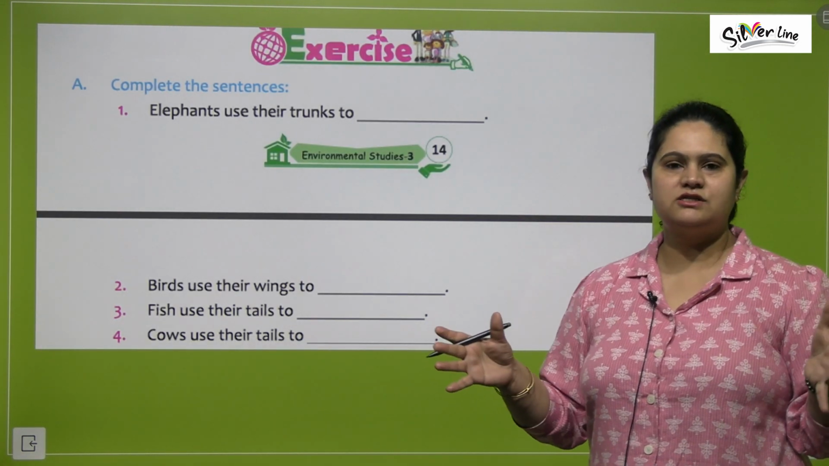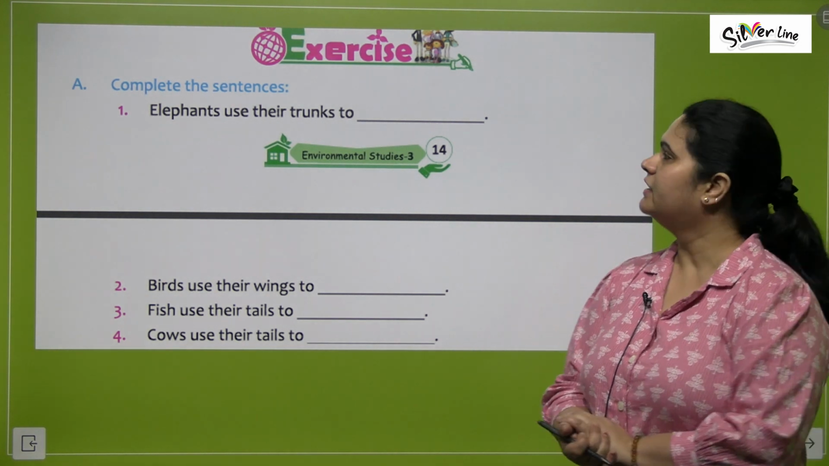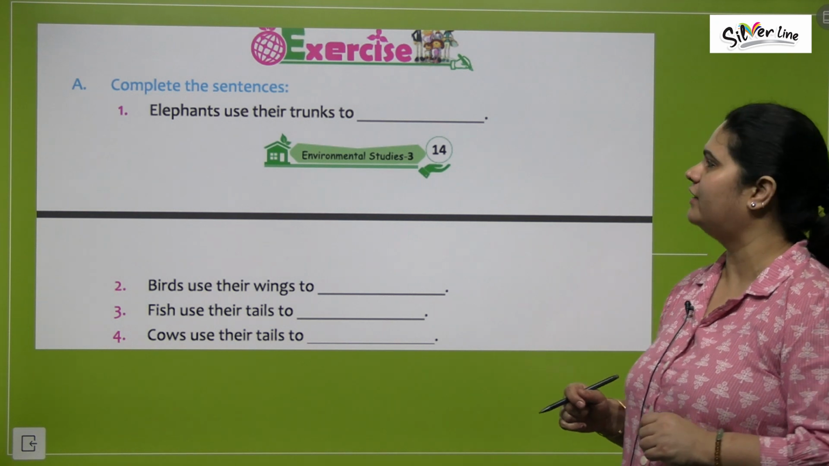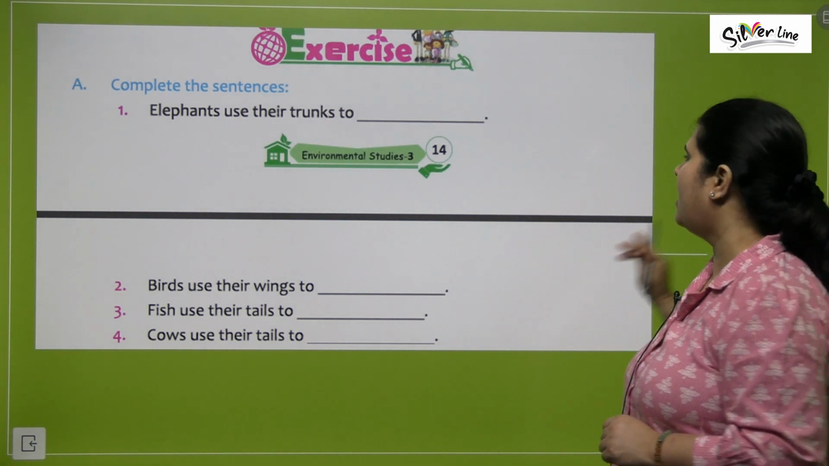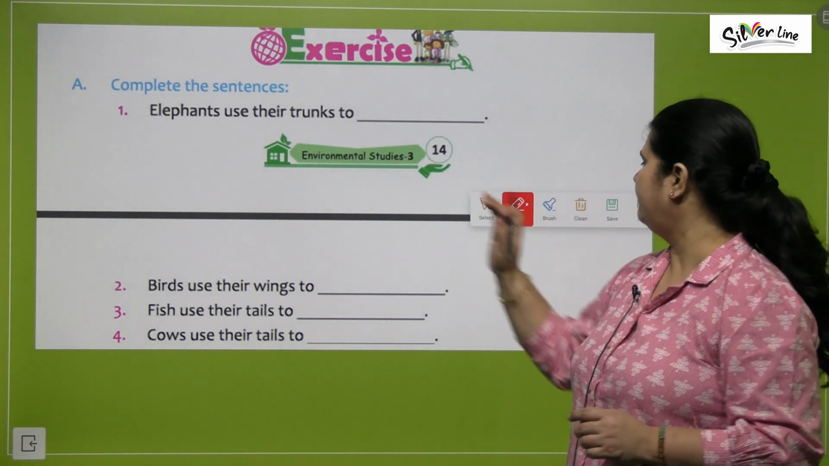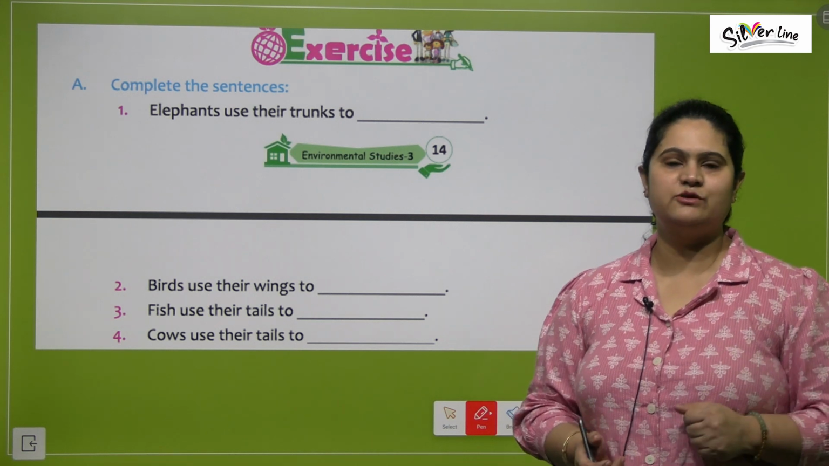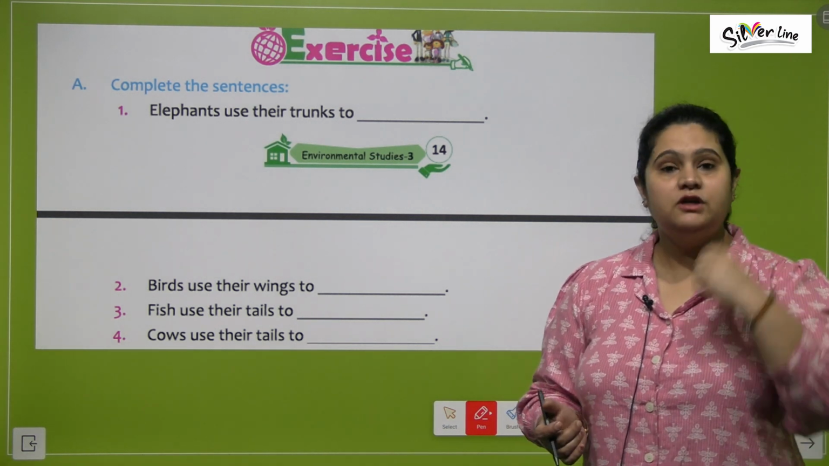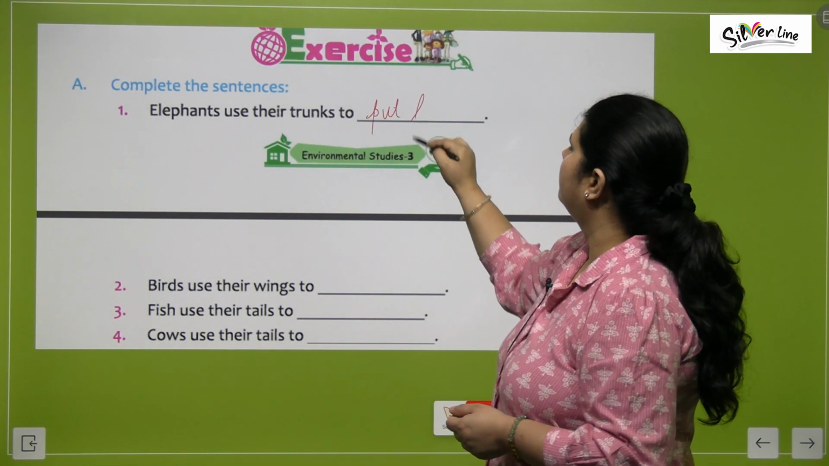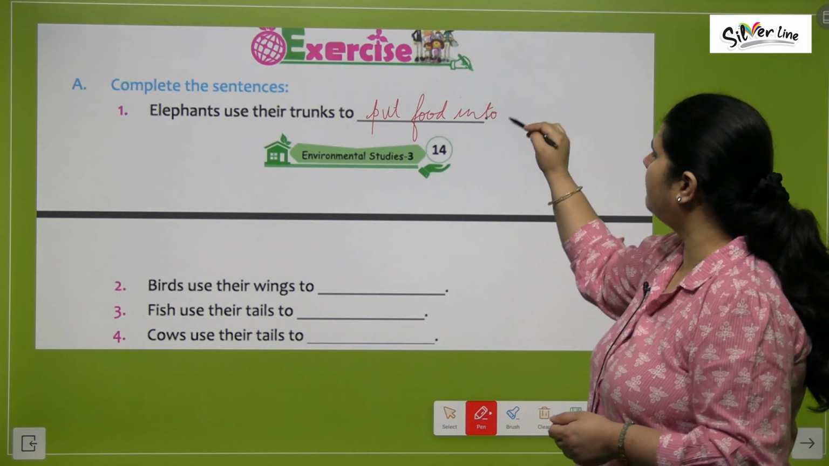So I hope you've understood this chapter, right? About the parts of the body. Now let's begin with our exercise to check our understanding of the chapter, children. A part, complete the sentences, right? So elephants use their trunks too. Elephants अपनी trunks किस लिए use करते हैं? To put food into their mouth, right? To put food into their mouth.